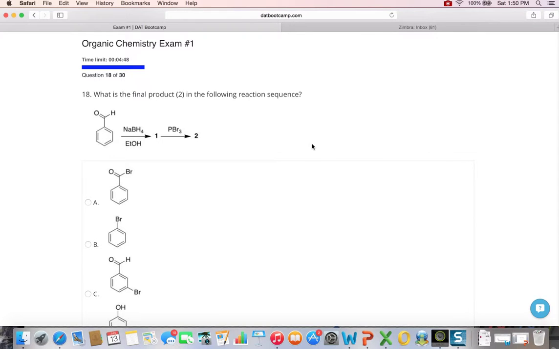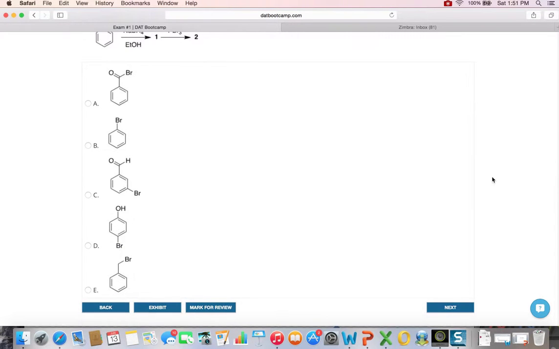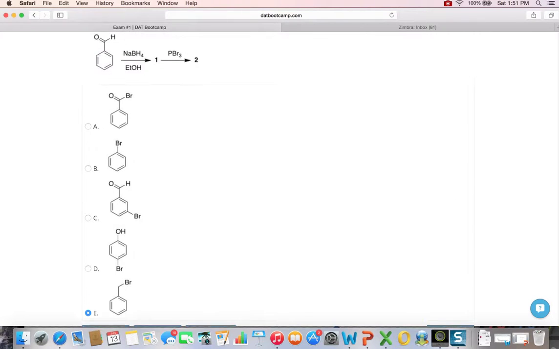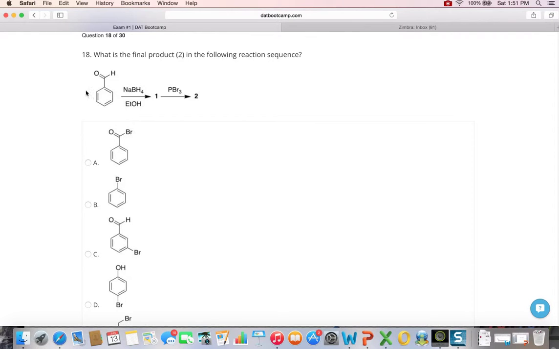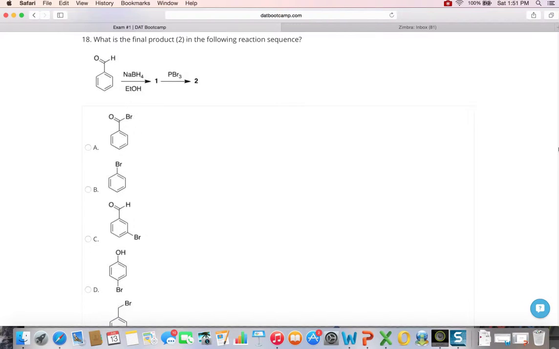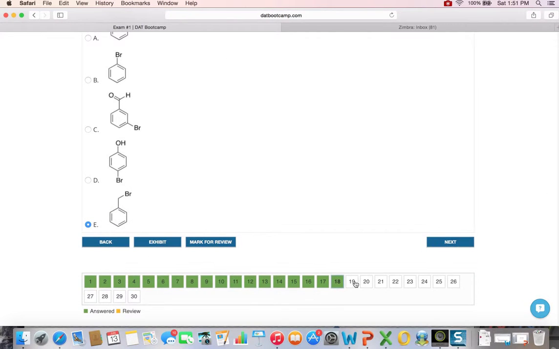Number 18, I'm going to reduce this to an alcohol, and then I'm going to replace the OH with a Br. E is definitely the best choice on that one. It doesn't do any chemistry to the aromatic ring. This becomes a CH2OH, and then finally a CH2Br. And the only answer choice that's consistent with that is answer choice E.